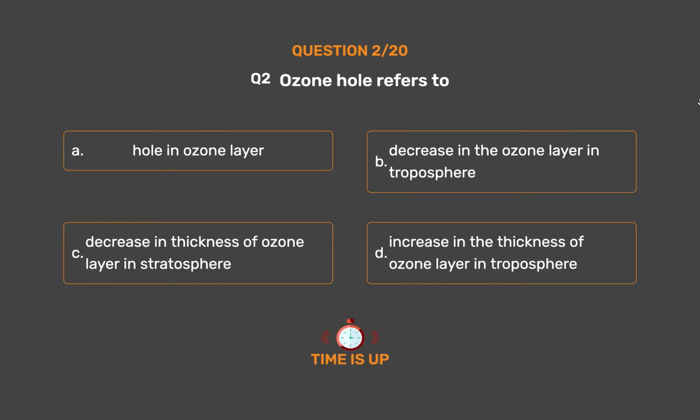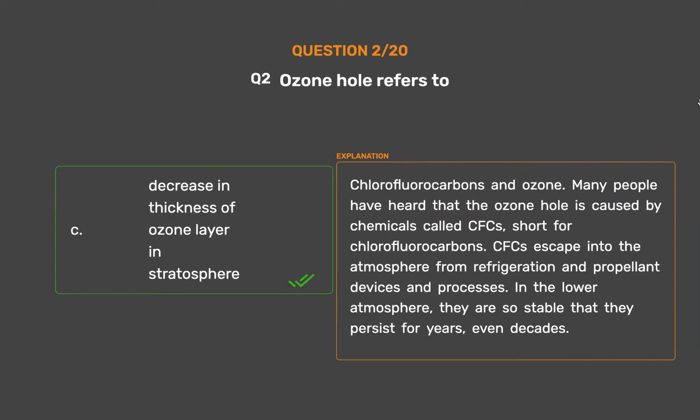The correct answer is Option C. Decrease in thickness of ozone layer in stratosphere. Chlorofluorocarbons and ozone. Many people have heard that the ozone hole is caused by chemicals called CFCs, short for chlorofluorocarbons. CFCs escape into the atmosphere from refrigeration and propellant devices and processes. In the lower atmosphere, they are so stable that they persist for years, even decades.